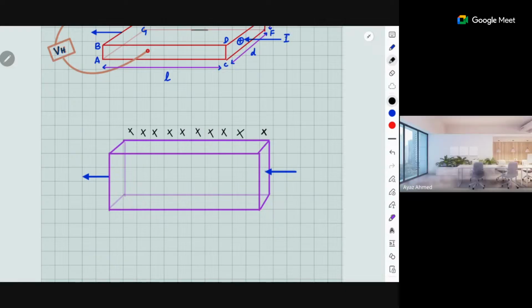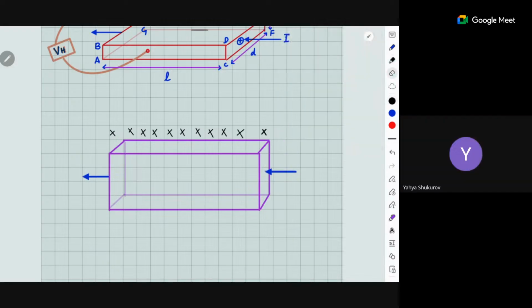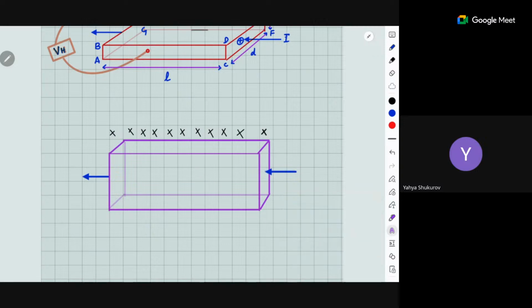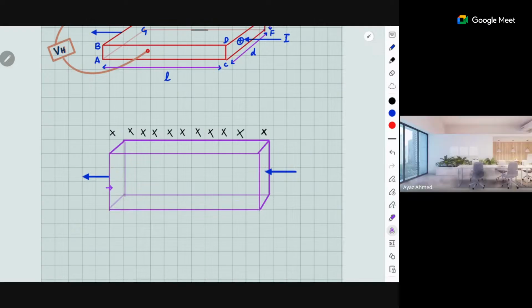Yes. The magnetic field is into the page. So, what do you think? What will happen? Then the force will be up. No, not force, my bad. The induction will be upward. Is it clear?